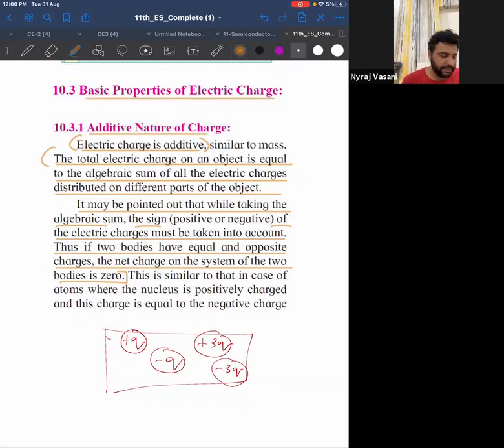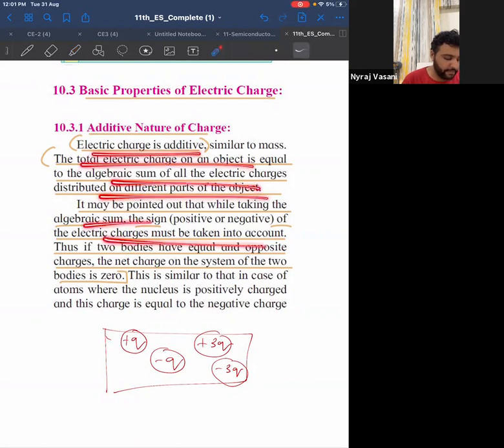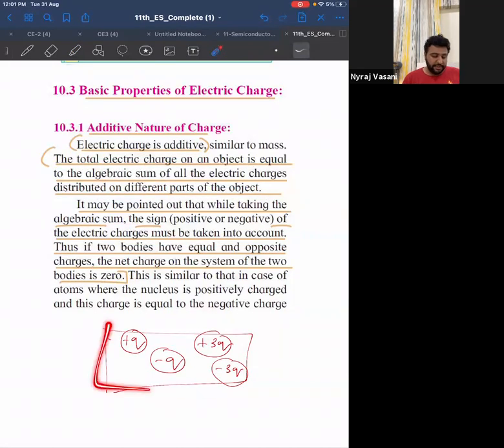Basic properties of charge, in that the first property is additive nature of charge. Right now, I want you to write the side heading basic properties of electric charge. Basic properties of electric charge written. And below that, write down whatever I have underlined on the page. See here. Only whatever I have underlined, write down. And then draw this system.